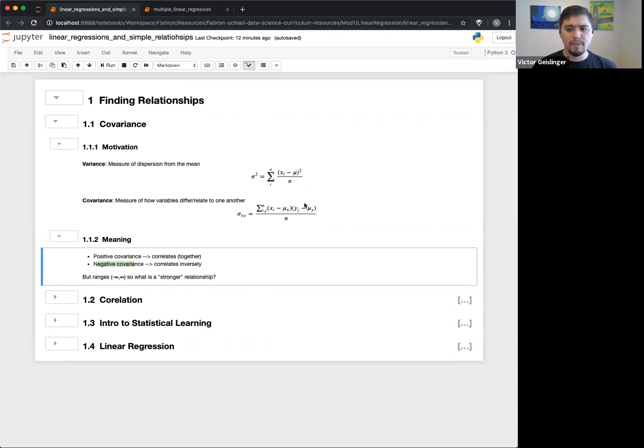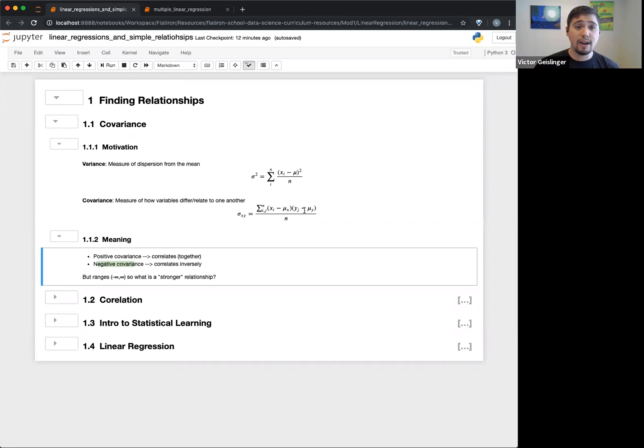But note that if you look at this equation, if you put in the numbers, you basically can go from negative infinity to infinity, which, I mean, it's okay, but it doesn't tell us exactly what strength, since we can have such a huge range of covariance. We want something that minimizes what that range is so that we can treat it a little easier to compare different things.